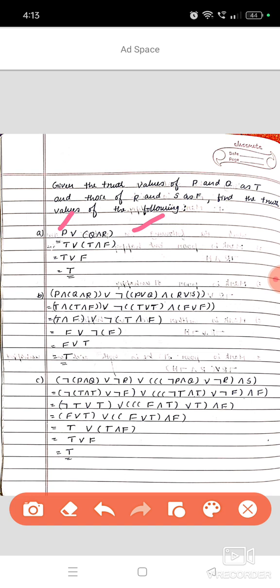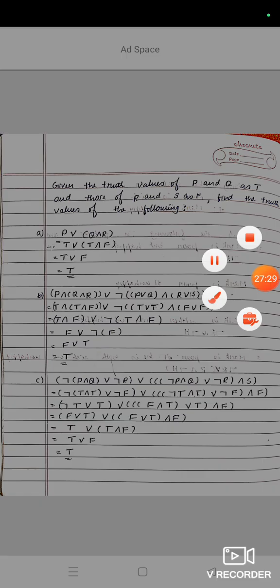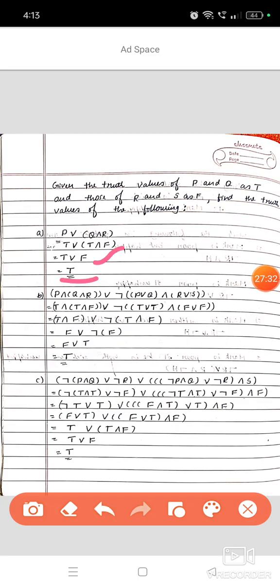True or Q and R. What is Q? True. And what is R? False. P and Q are true. R and S are false. Now, first we simplify the bracket. When the AND operation is false, if any one statement is false, it is false. Now here, first one true, second one false. So it is false. Now we apply the OR operation. True or false. And we know that the OR operation is true if any one of the statements is true. Here, one statement is true, therefore the entire statement is true.